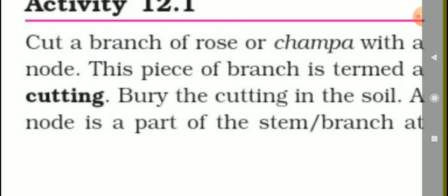Next one. Now we are going to discuss an activity. Okay, page number 133, activity 12.1. All of you listen, students. Activity 12.1: cut a branch of rose or champa with a node. This piece of branch is termed a cutting. Just take a rose stem, a piece of cutting. Plant the cutting in the soil.